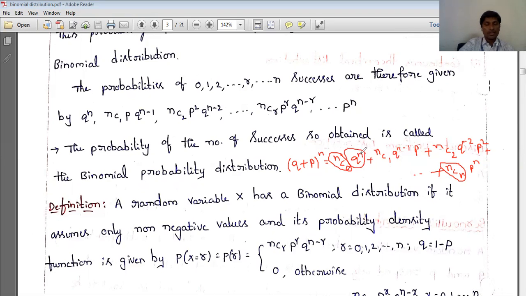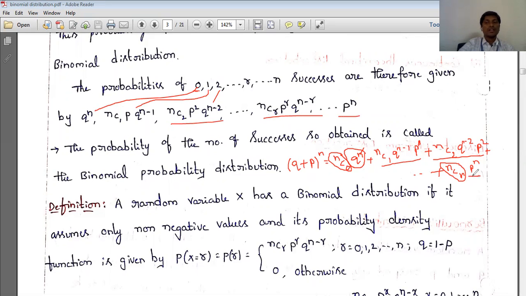Here all is representing n, so n failures. That is why we say zero successes. All failures means is there any success? Nothing. So zero successes is q^n. Next, nC1 q^(n-1) p, where p^1 means one success and n minus 1 failures. In the same way, two successes is nC2 p^2 q^(n-2), r successes is the corresponding term, and n successes is finally nCn, which is 1.